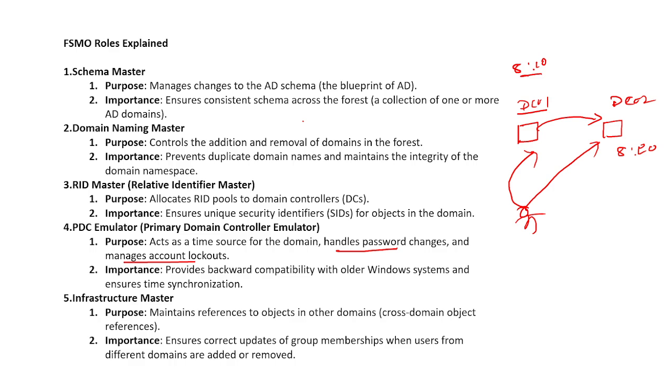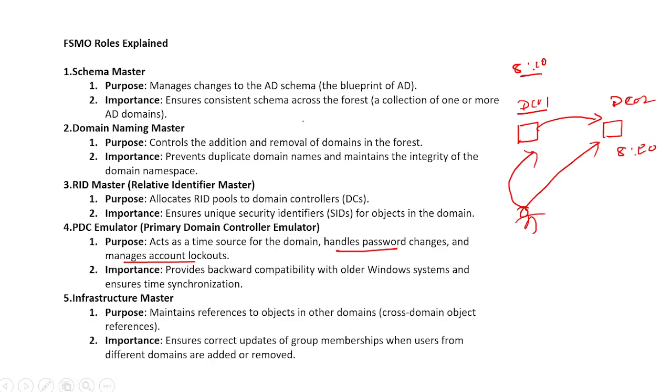Out of all 5 FSMO roles, the very important one is the PDC emulator. Once that role is running, your entire AD will work perfectly fine, until there is a modification: no user is created, no domain is updated, no schema is modified, no group membership is changed. If you need any kind of change, then the other domain controllers will also be useful. But if you are not creating anything and are just running your show, then the PDC emulator is very important.